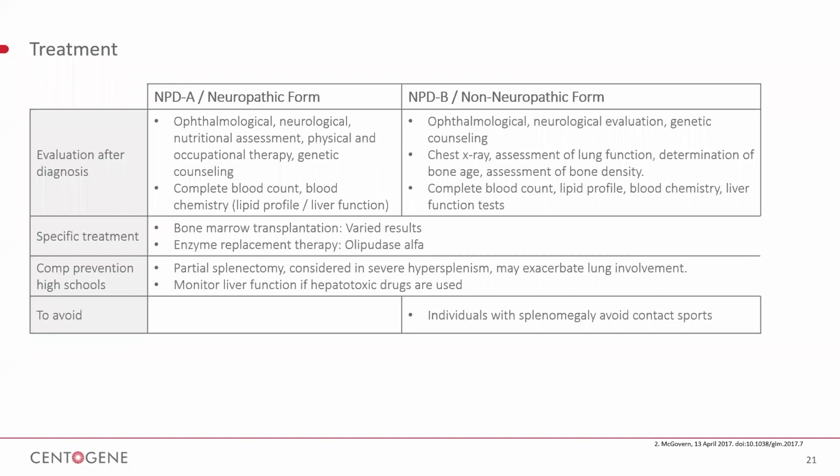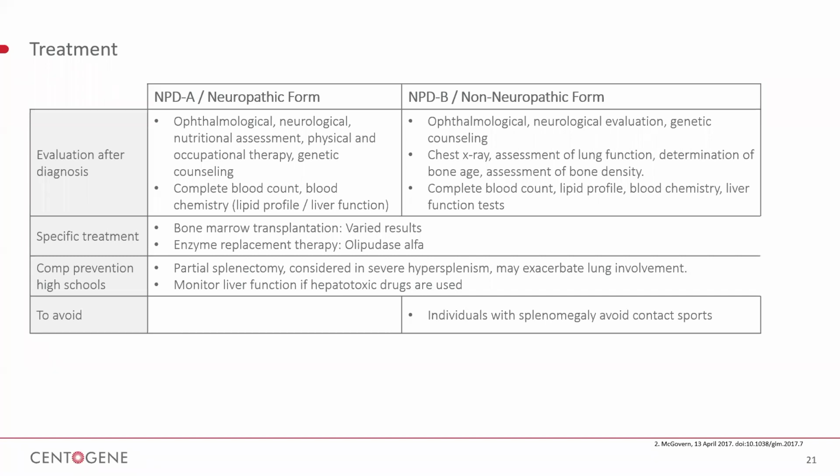And then type B, you're going to have a routine follow-up of these evaluations at least once a year, and some of that may be dependent upon the particular presenting symptoms of the individual as to if they follow up any sooner than that. There is an enzyme replacement therapy, olipudase alpha, that is available. However, it has not yet been approved by the FDA.